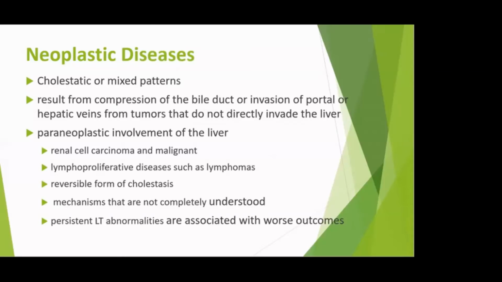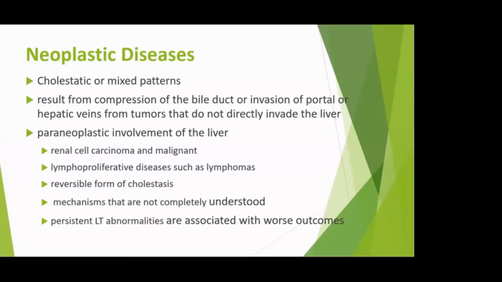For neoplastic diseases, it can present with either a cholestatic or mixed pattern, and this is actually very interesting. Sometimes the paraneoplastic manifestations, such as cholestasis, help you look further into the patient's clinical history and physical examination. Sometimes it's an indicator that a neoplastic growth is present when you have high bilirubins, when you have cholestasis.